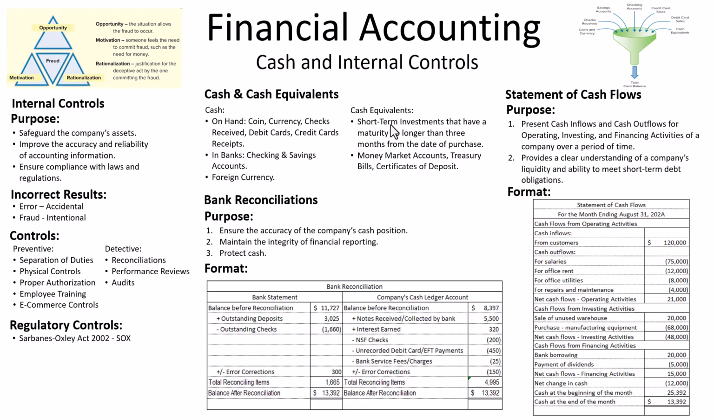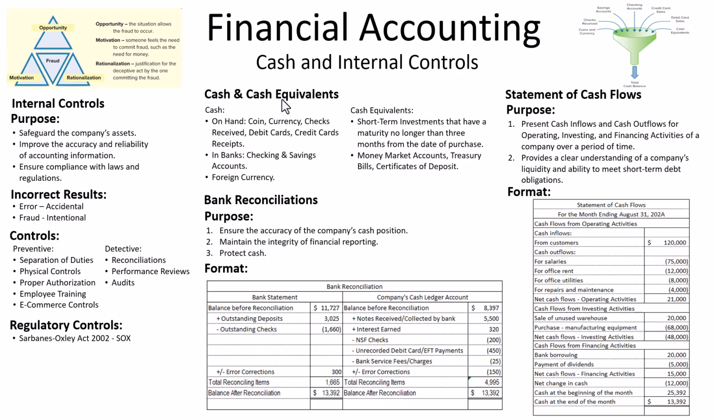When we discuss cash equivalents, we're talking about short-term investments that have maturities no longer than 3 months from the date of purchase. 3 months from the date of purchase is the key benchmark for determining whether something's a cash equivalent. Cash equivalents will include money market accounts, treasury bills that fall within the 3-month range, and certificates of deposit. So again, when you hear businessmen discussing their cash position, they're really talking about their cash on hand, their cash at banks, their foreign currency, and their cash equivalents.